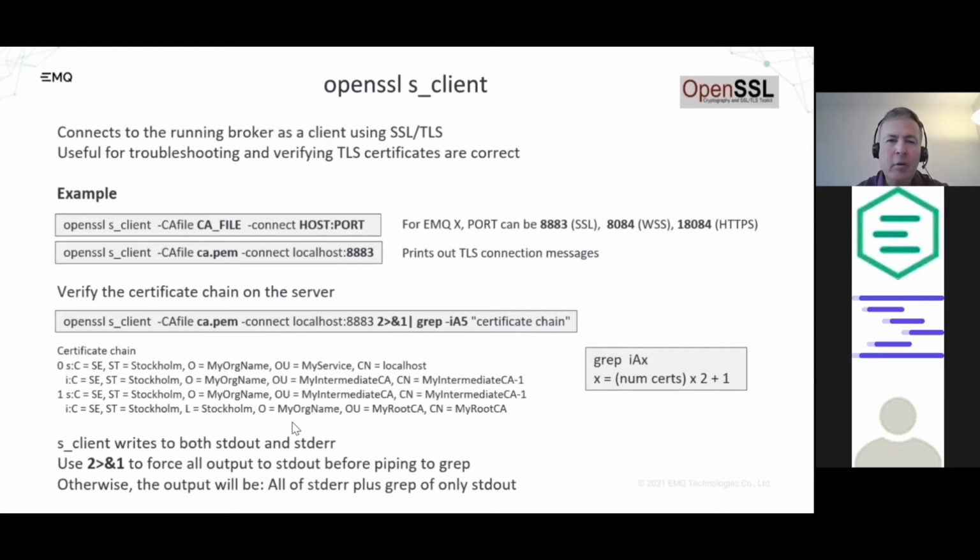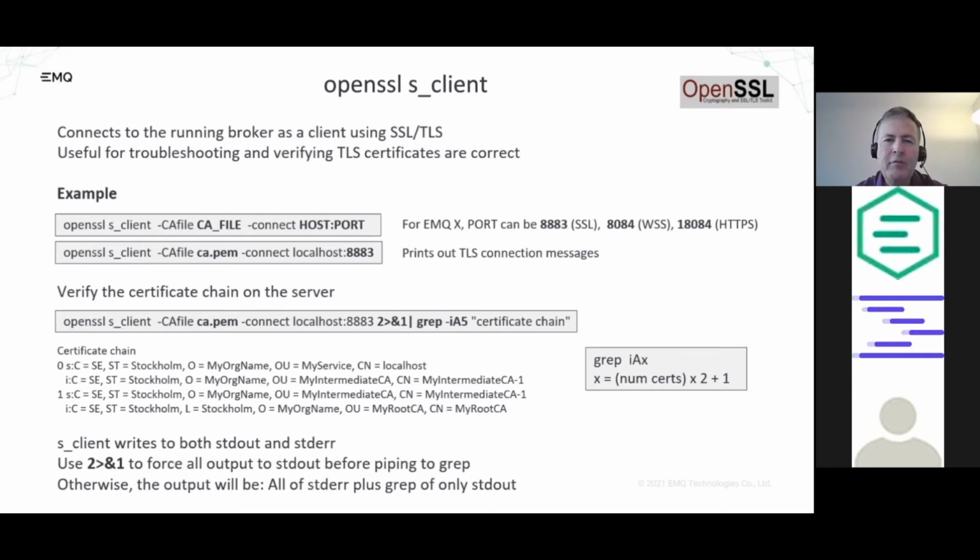Just a note for s_client: it writes both to standard out and standard error. So if you just grep, you'll get a grep on standard out, but you'll get all of standard error. So it's maybe not what you want. So it's a good idea probably to use this command, which maps the standard error to the standard out before it's passed to the grep. So then grep will behave the way you intend.